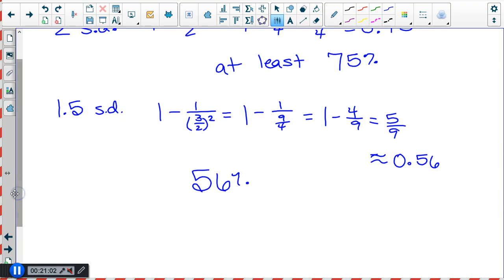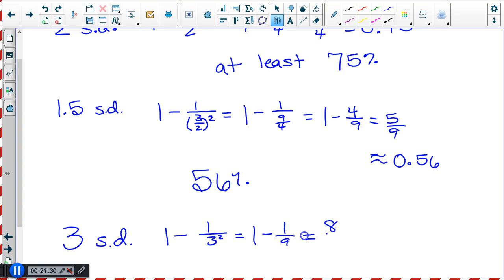So let's do one more, because the empirical rule is 68, 95, 99, right? You can't compare 1 because I just showed you that would be 0. So we can compare 2. So 95 for the empirical rule. This one for 2 is at least 75. So let's look at 3 standard deviations. That would be 1 minus 1 over 3 squared, which is 1 minus 1/9, which is 8/9. So you tell me, what would that be? 0.88888 repeating.